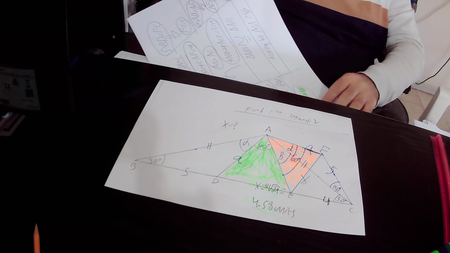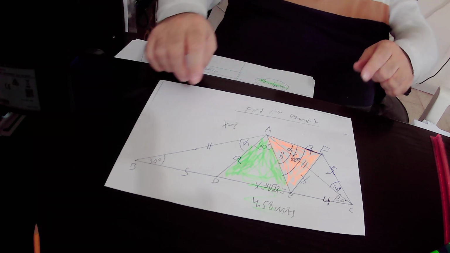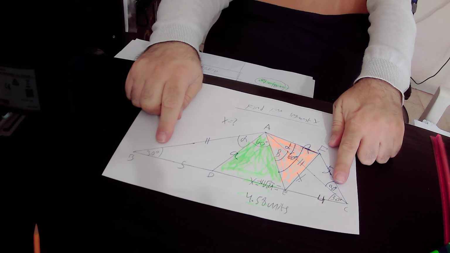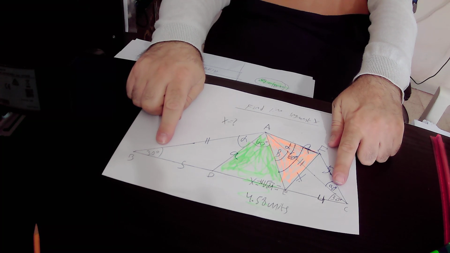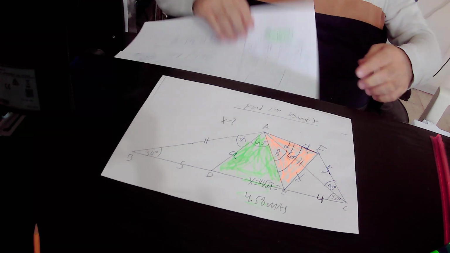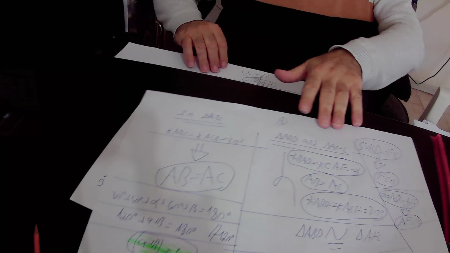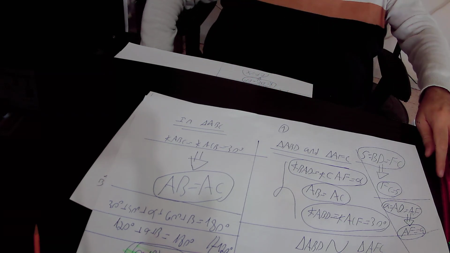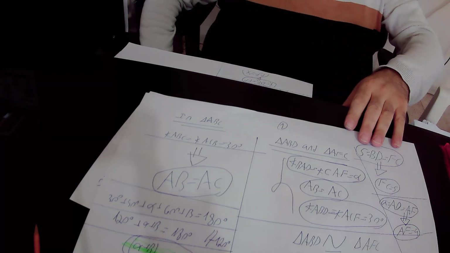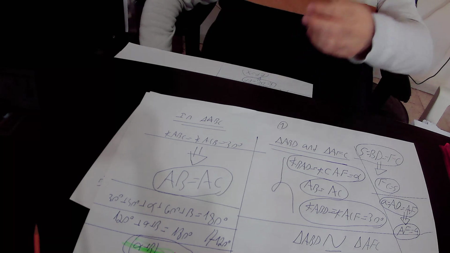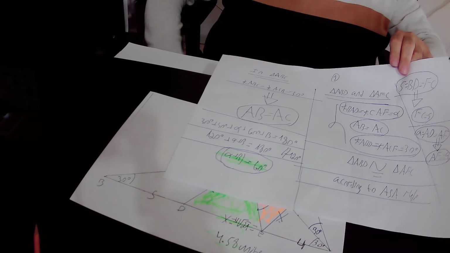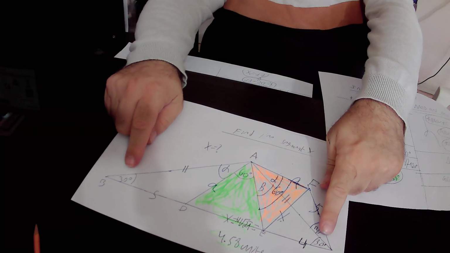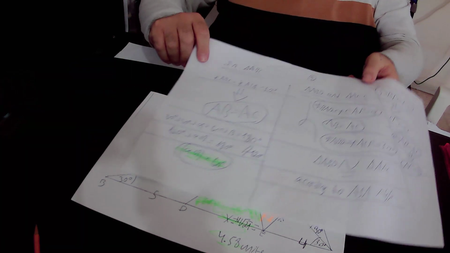So first of all, we focused on triangle ABC. In triangle ABC, you know that those two angles are both equal to 30 degrees, therefore they are equal to each other. So angle ABC equals angle ACB, and according to the rule that in front of equal angles in the triangle there are equal sides, we get that side AB is equal to side AC. Why? Because they are located in front of those two equal angles. Therefore, AB equals AC.